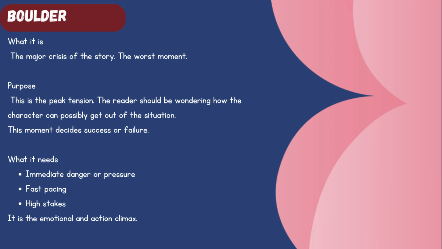You could probably already tell here that we are now at our boulder. This is the peak of our mountain, the worst moment, the crisis. For us, we need immediate danger and pressure. We need some fast pacing. We need high stakes. This is the emotional and action climax. The reader should be wondering, how's your character going to get out of this situation?